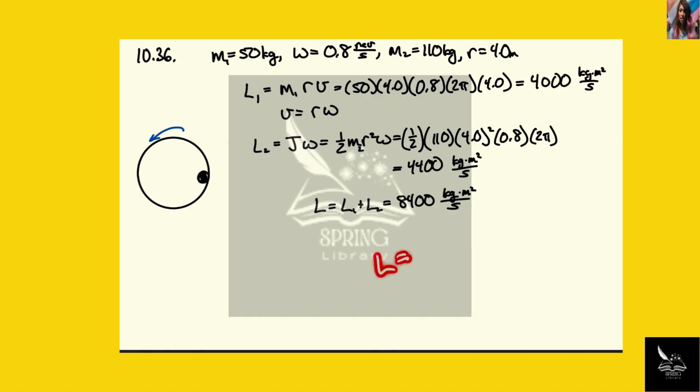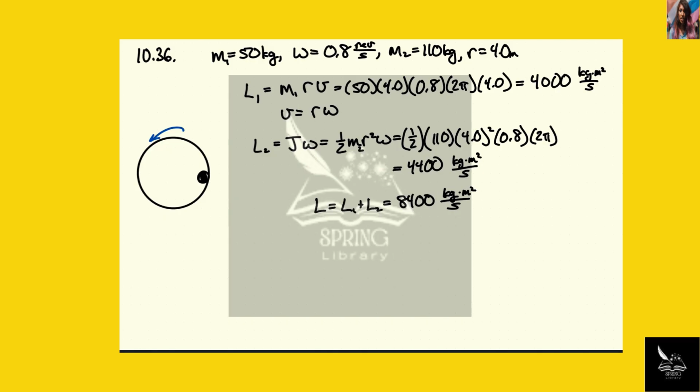We multiply both things by omega, so it winds up being L total is just J total omega. And L1 equals J1 omega, and L2 equals J2 omega. So again, the omegas came out, and we could have just added the J values.